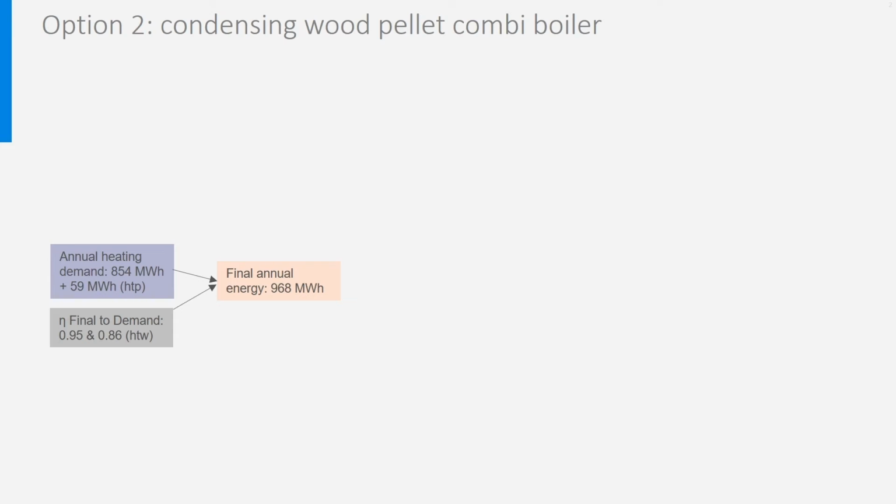The final annual energy is therefore 854 divided by 0.95 plus 59 over 0.86, which is 968 megawatt-hour in the form of wood pellets. Wood pellets are, of course, primary resources. Therefore, the efficiency from primary energy to final energy is 1, and the annual primary energy is 968 divided by 1 equals 968 megawatt-hour.